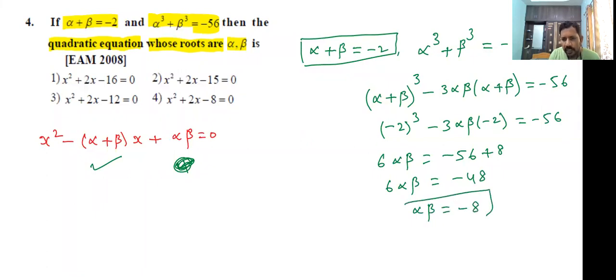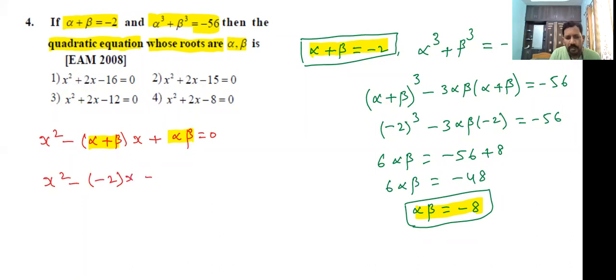So alpha beta is minus 8. Now we know alpha plus beta and alpha beta. Substitute here: x square minus alpha plus beta value, minus 2, plus alpha beta, minus 8. Now see that x square plus 2x minus 8 is equal to 0. Which option is correct, students? Fourth option.